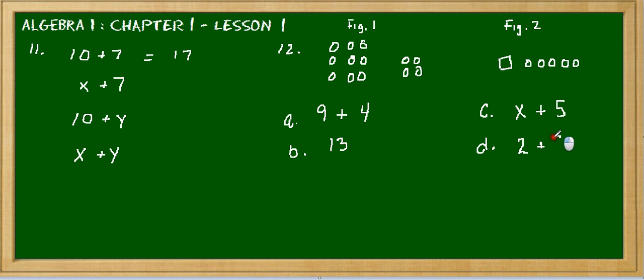And we would have 2 plus 5, and the answer to that would be 7. Now we're asked, what is the answer to the problem if the box represents 4? Again, we simply represent the letter X as 4, and we add 5. So our answer would be 9.